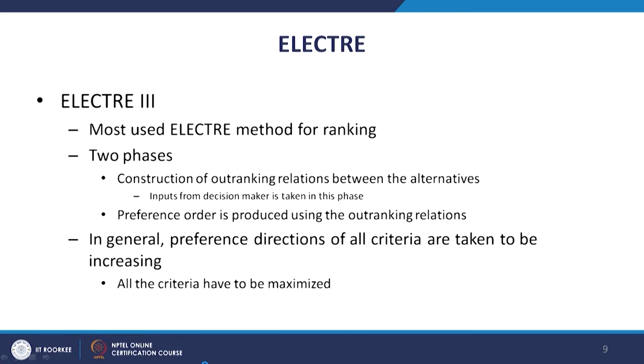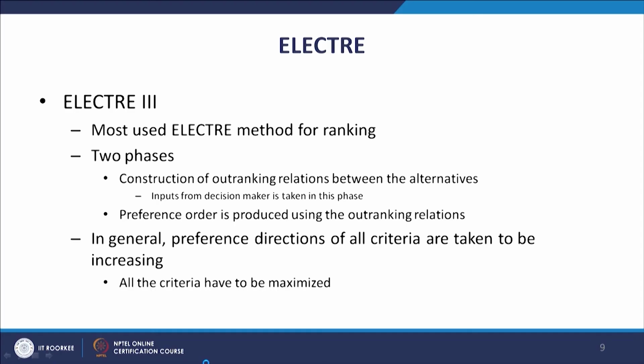For this construction of outranking relations, we take inputs from decision makers. The inputs from the decision maker are typically taken in the first phase itself, and based on that the construction of these outranking relations is done. Then in the second phase, the preference order is produced using the outranking relation. Whatever outranking relations we have constructed in the first phase are later exploited in the second stage, and a preference order is produced.